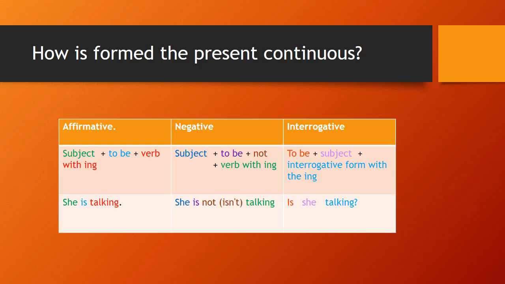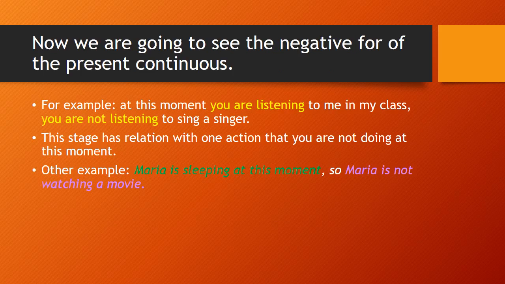Now we repeat the example. Affirmative: she is talking. Negative: she is not talking. And interrogative: is she talking? Now we are going to see the negative form of the present continuous tense.